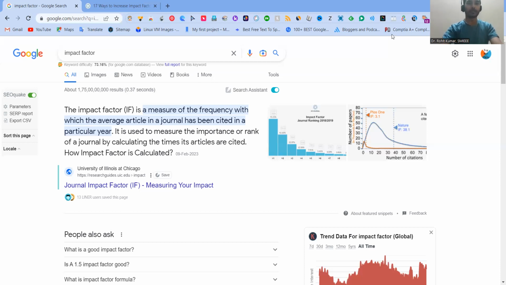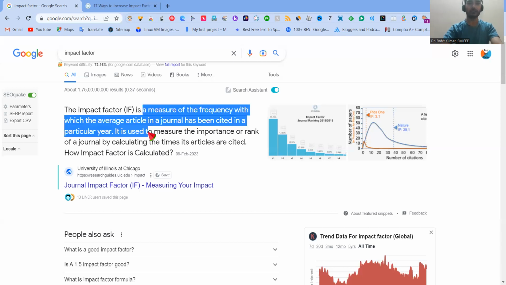So let's see. Starting with the basic definition, the impact factor is nothing but a measure of the frequency with which the average article in a journal has been cited in a particular year. Normally, the impact factor is calculated based on the last 2 years or 5 years. That's why the 2-year impact factor or the 5-year impact factor is normally mentioned on the websites.